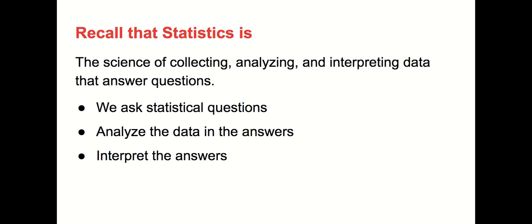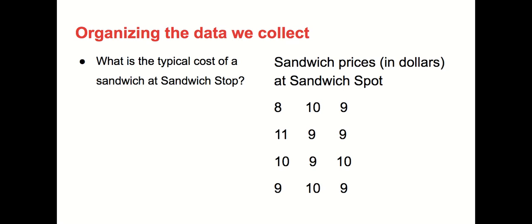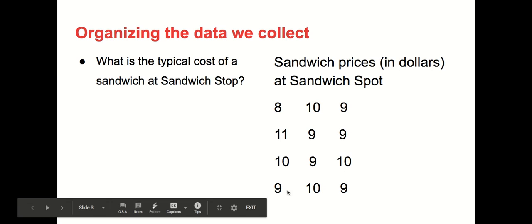And recall from your previous lesson that statistics is about asking statistical questions and then ordering the data and analyzing it to answer statistical questions. So here we want to know what's the typical cost of a sandwich at Sandwich Stop. And here are the different prices of the sandwiches. The first one costs $8. The next one is $10, $9, and so on. All recorded here, 12 sandwiches altogether.